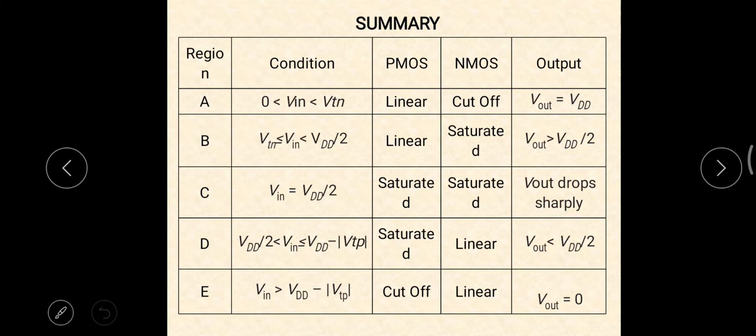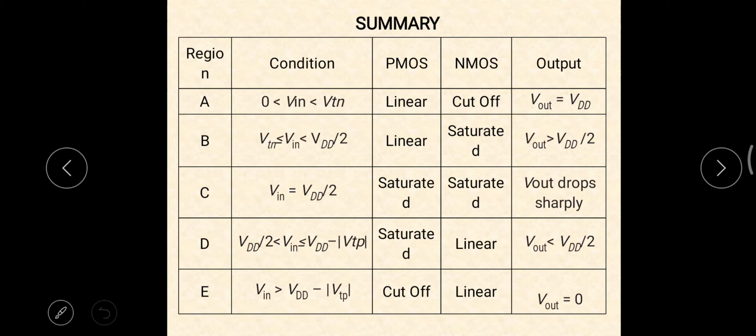So you can see the region A and region B, the output is falling from high to low. At region C, we cannot derive the expression because the curve decreases suddenly. There is a sharp transition. Then if you consider region B, your output voltage is greater than half of the power supply. If you consider region D, your output voltage is lesser than VDD by 2. So this is what we have about the DC transfer characteristics of your CMOS inverter.